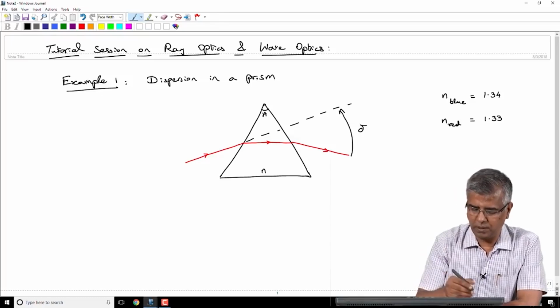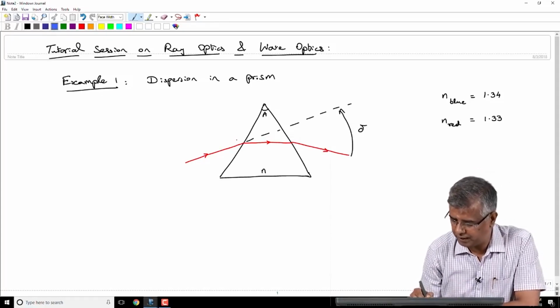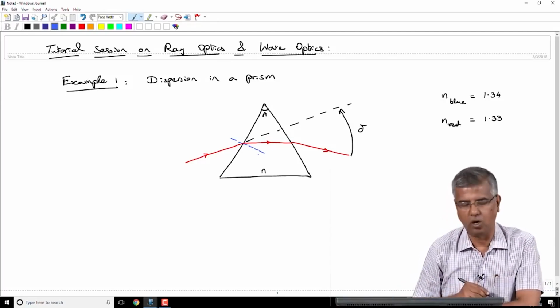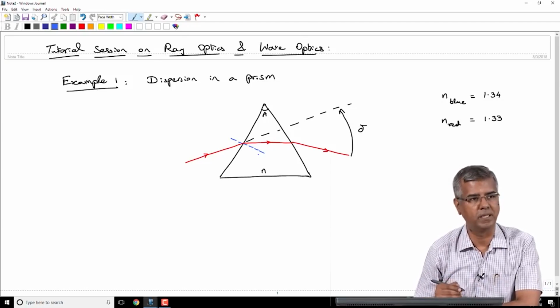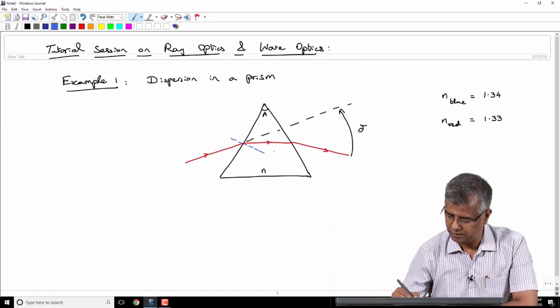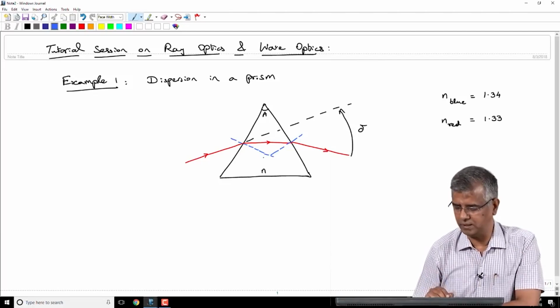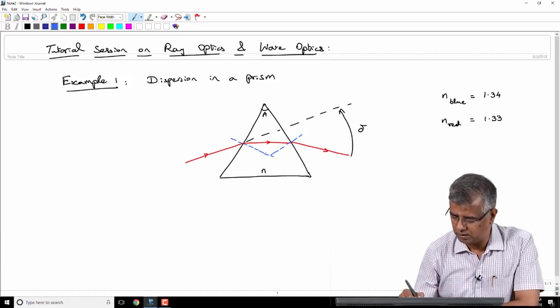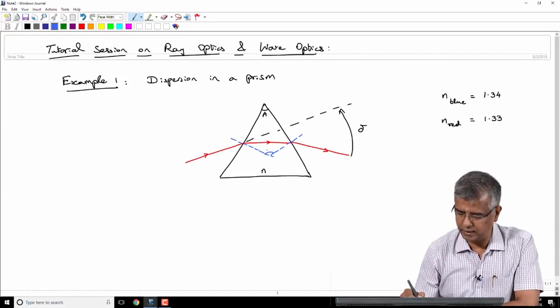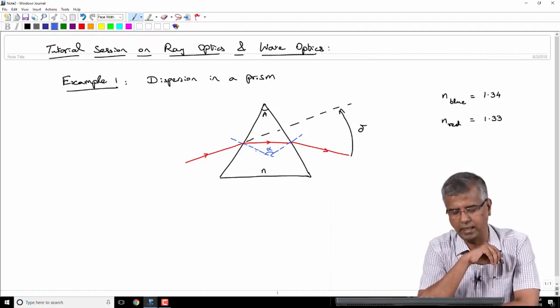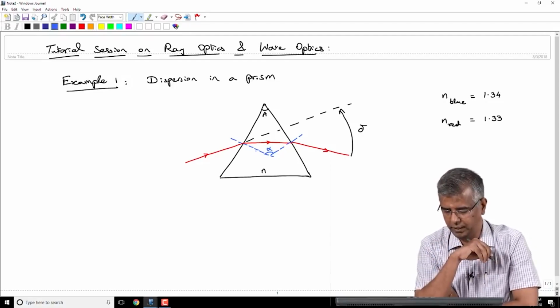Now to solve that problem, clearly we need to define a few things. First of all, we need to define this normal over here so that we can apply Snell's law at this interface, and we need to define the normal over here, so we can apply Snell's law at that other interface. These two normals intersect each other and make an angle, let us call that angle alpha.